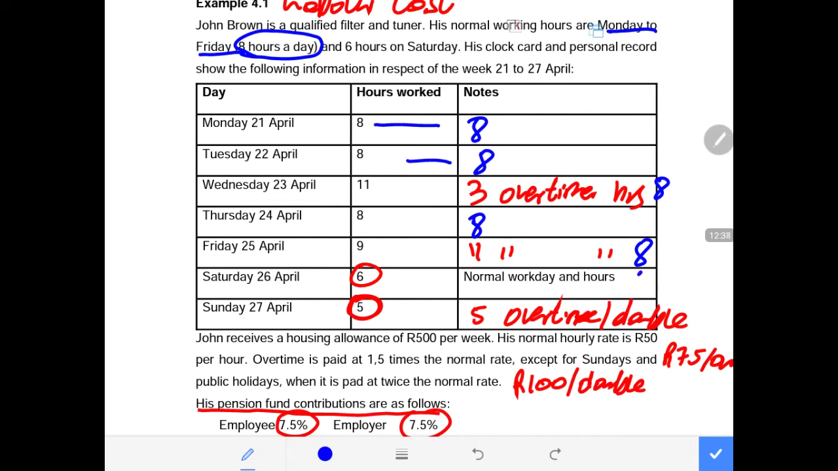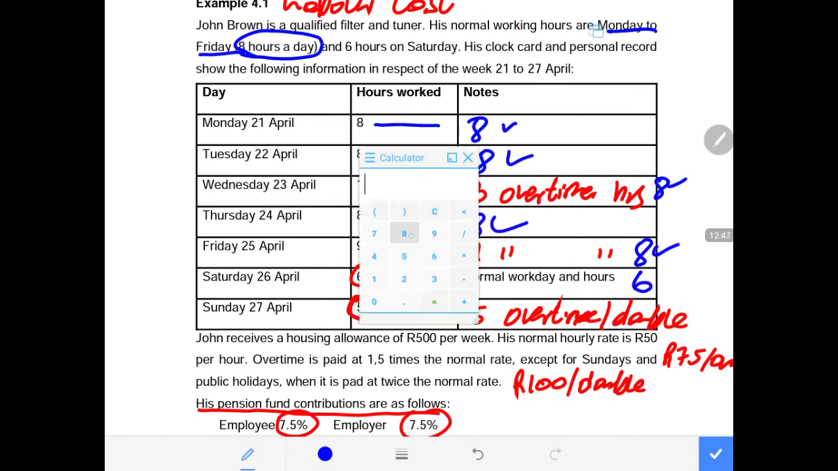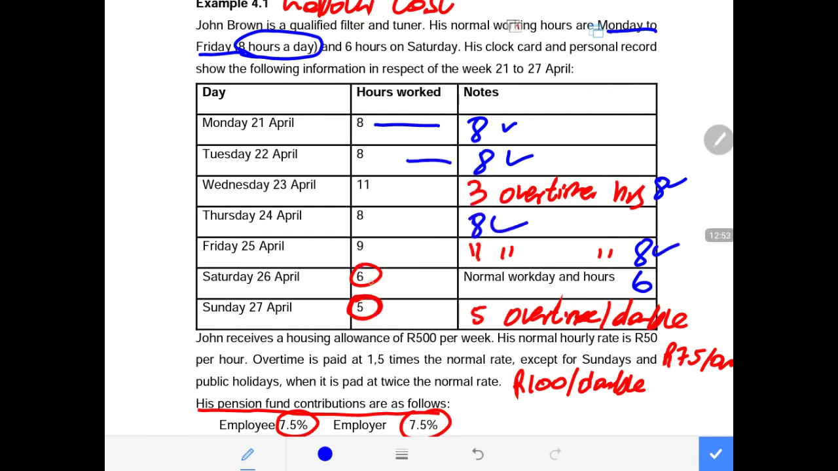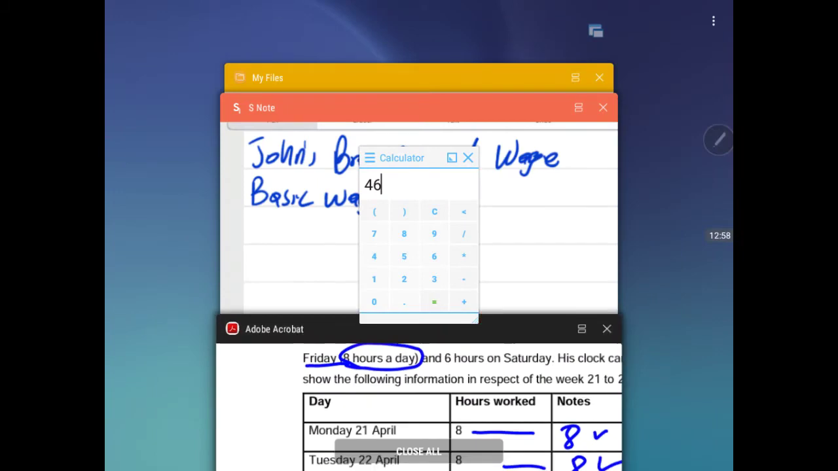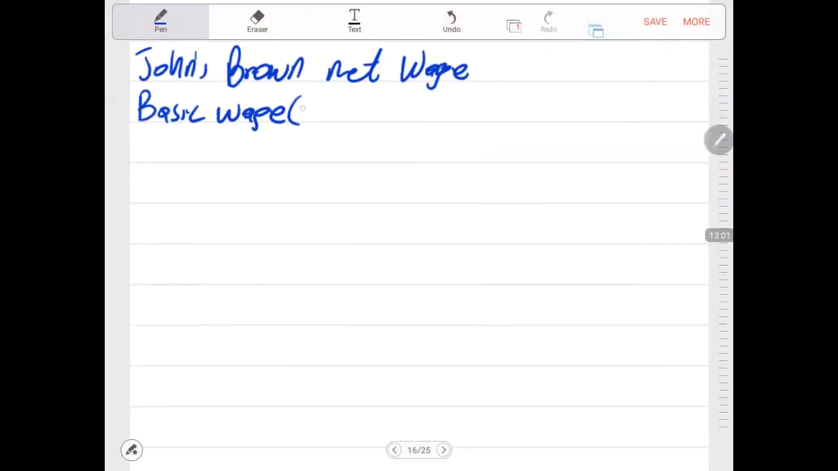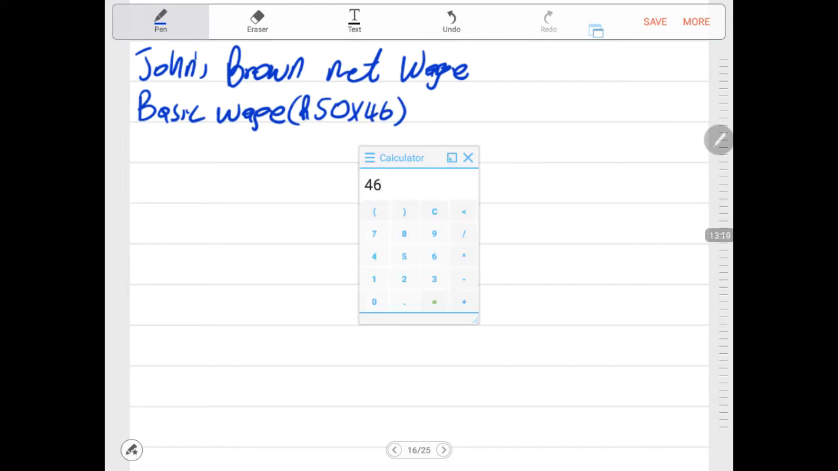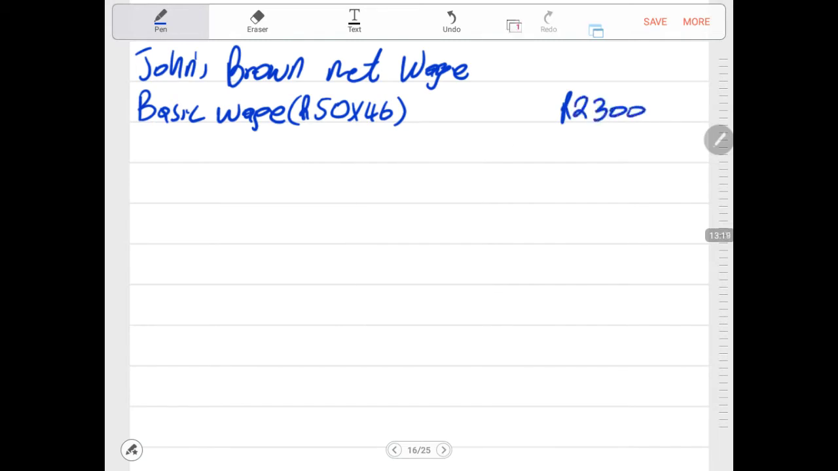Then on Saturday, the employee is expected to work 6 hours. So there's Monday to Friday, 8 hours times 5, which gives us 40, plus Saturday, 6 hours, of which he did work 6 hours. So the normal hours for this employee total 46 hours. The normal rate per hour is 50 Rand times 46 hours, which gives us the basic wage. The basic wage for this employee per week is 2,300 before overtime is taken into account.